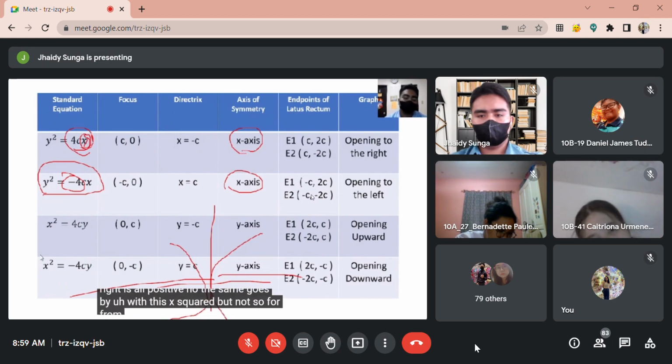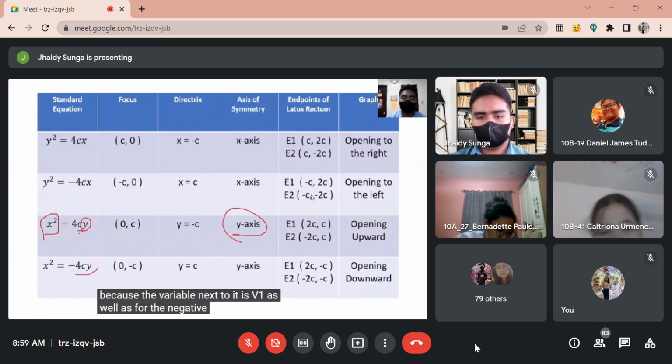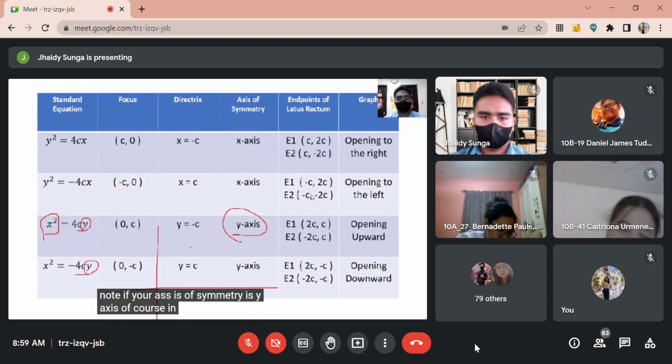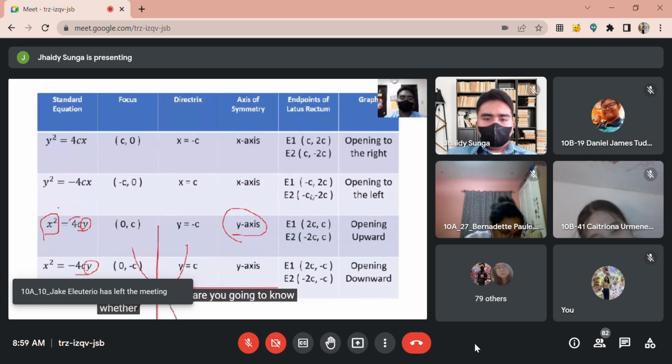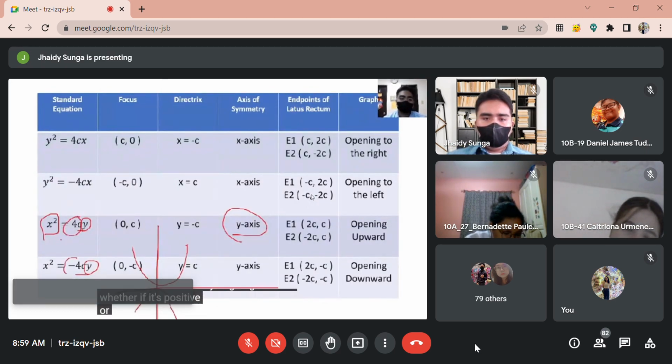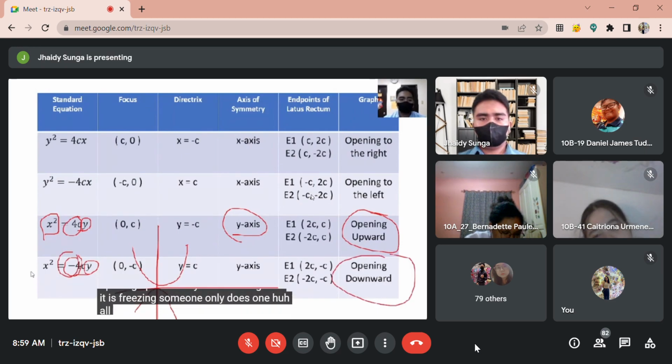So from your standard equation, if you have x squared, all right, you will notice the axis of symmetry of it is the y-axis because the variable next to it is y, as well as for the negative ones. But take note, if your axis of symmetry is the y-axis, of course, in the Cartesian plane, this is the y-axis. So therefore, your parabola could be facing upwards or downwards. So how are you going to know whether it's positive or negative? If it's positive, it is opening upward. Okay? When it's negative, it is facing downward. Only that one. Alright, so what else?